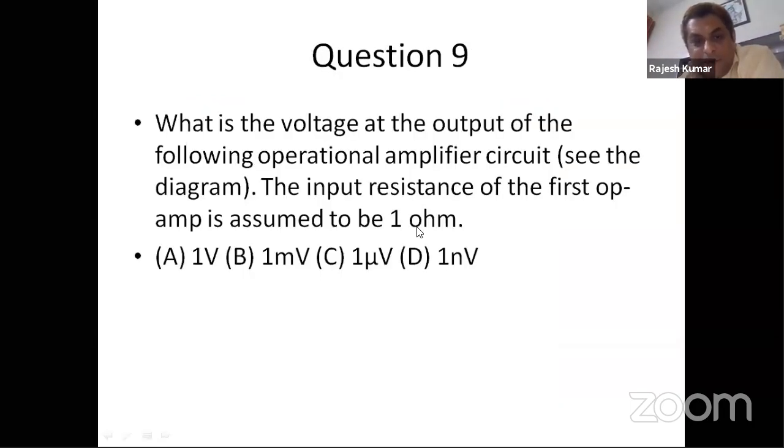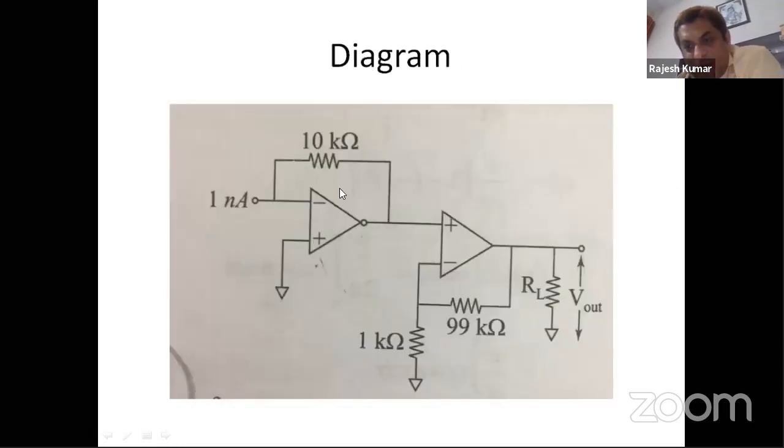Now, you can also see a circuit, one more. What is the voltage at the output of the following operational amplifier circuit? See the diagram. You have a diagram there. The input resistance of the first op amp is going to be around 1 ohm. And options are given as 1 volt, 1 millivolt, 1 microvolt, and 1 nanovolt. So, this is the diagram you are given. This, I think, is from a GATE examination.